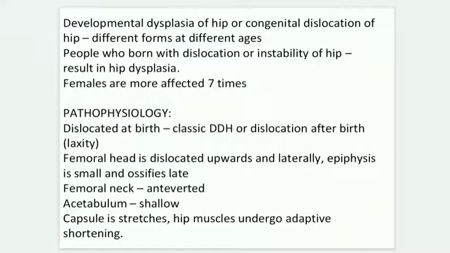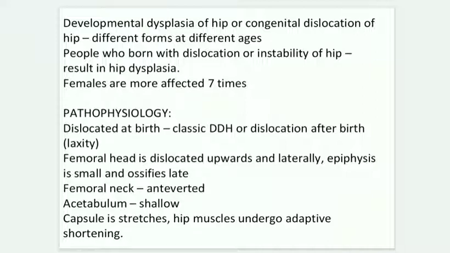Like any dislocation at birth, it is called classic DDH, or dislocation after birth. There is underlying laxity. Laxity is nothing but weakness. Your femoral head will be dislocated upwards and laterally. Your epiphysis is small and ossifies late. Your femoral neck is excessively anteverted and the acetabulum is shallow. Your labrum may be folded into the cavity, the capsule will be stretched, and the hip muscles undergo adaptive shortening.